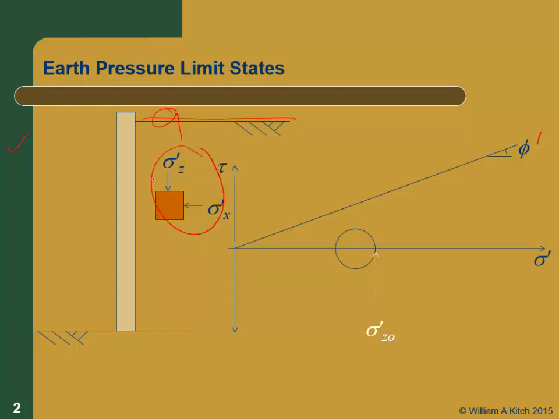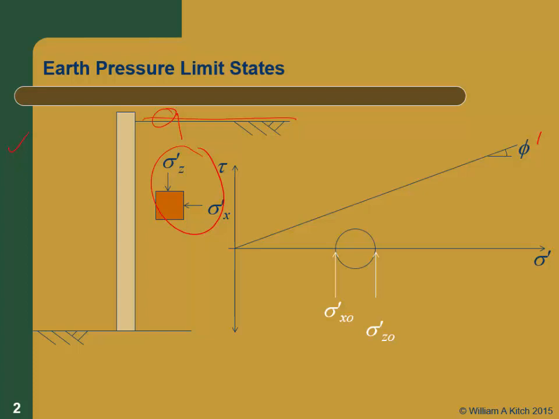This element, these are the principal stresses on the element. And so the major principal stress is going to be sigma prime z0, and the minor principal stress is going to be sigma prime x0. And we should have a Mohr circle for our K-naught conditions like that.